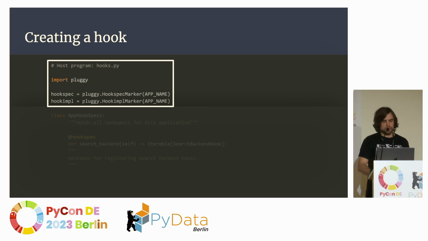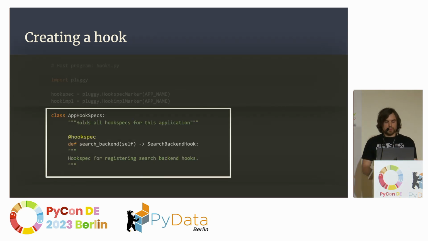So let's look at how to use the hook specification marker. The first thing that I do is I create a class, and this class is called app_hook_specs, and it functions purely here as a namespace. When I register my hook specifications, I'll use this class later, but just know this class isn't doing anything special. It's purely serving as a namespace.